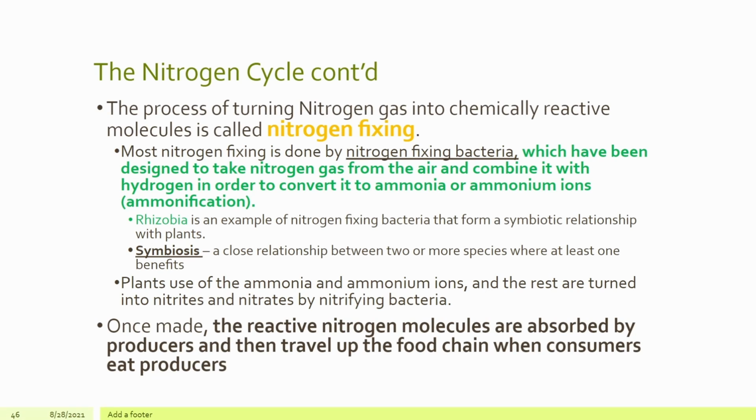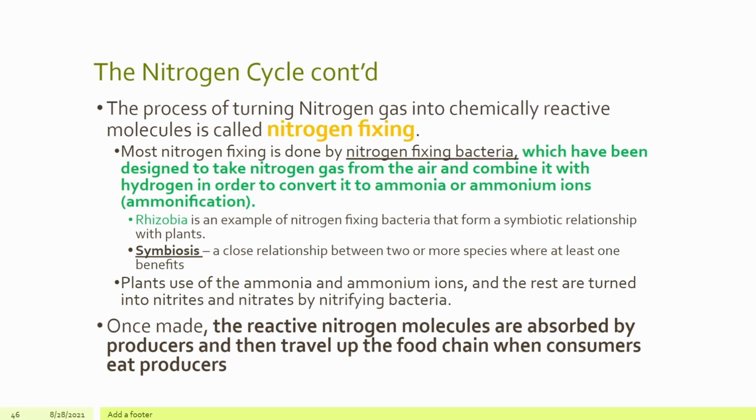So this process of turning nitrogen gas into something that can actually be used is called nitrogen fixing. And most nitrogen fixing is done by nitrogen-fixing bacteria, like rhizobia. They have been designed to take nitrogen gas from the air and combine it with hydrogen in order to convert it to ammonia and ammonium ions. This process of converting nitrogen gas into an ammonium type of ion is called ammonification. Again, rhizobia is an example of this nitrogen-fixing bacteria, and they generally form a symbiotic relationship with plants.